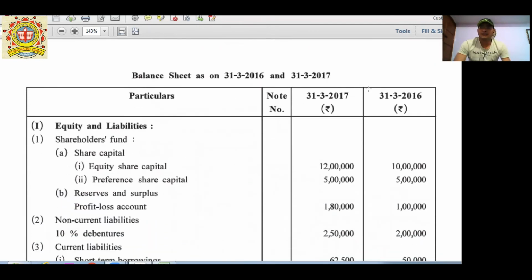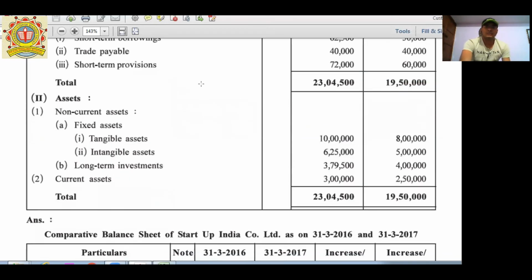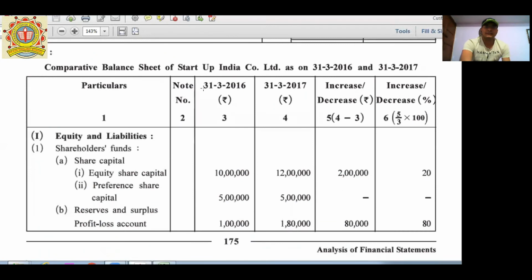First of all, in third column, value for previous year, that is 31st March 2016. And in fourth column, we have to put all the values for 31st March 2017. So these values are in the third column and these values are in the fourth column. We have to just copy and paste from the question.